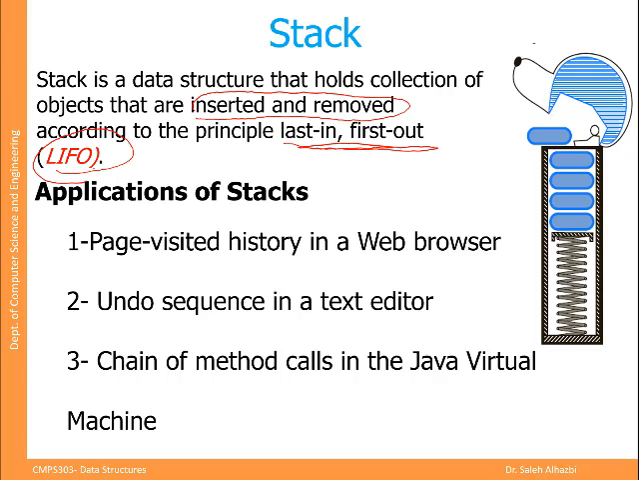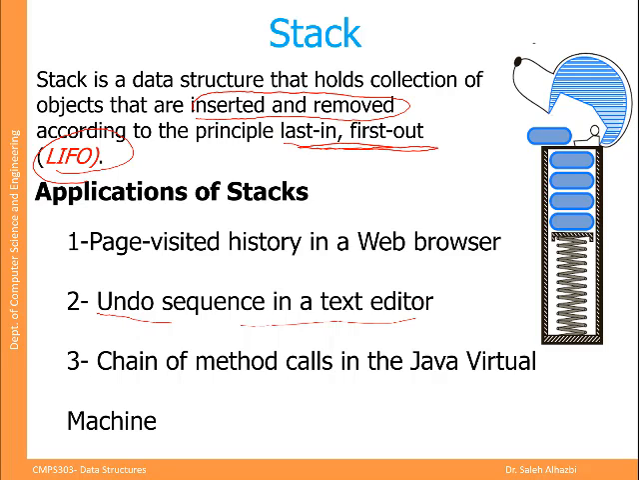Now we use such a structure in different applications. For example, when we visit web sites, if we want to go back, we get back to the most recent site, and then the next one after that. Also, in a text editor like Word, when you type something and press Ctrl Z to undo, you undo the last thing you did, then the one before, and so on.